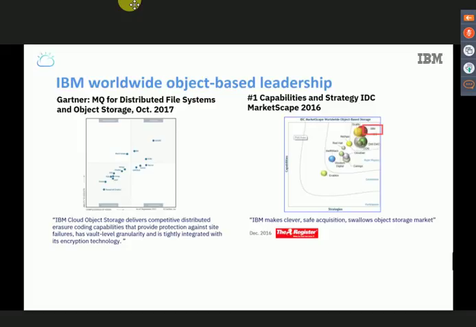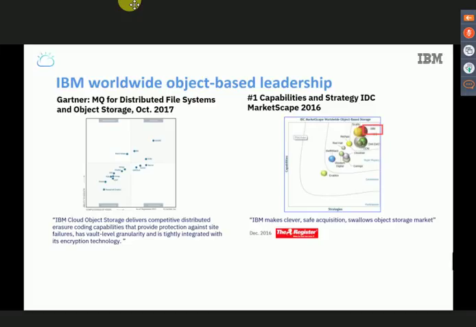Okay. On the left-hand side is the 2017 Gartner Magic Quadrant, which is a combined Magic Quadrant for scale-out NAS and object storage. And you will see a reference of IBM in the top quadrant. So it is a leading technology from a technology perspective. It all comes from the CleverSafe acquisition.